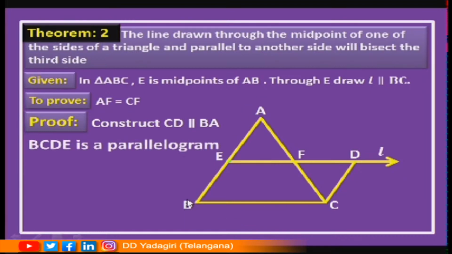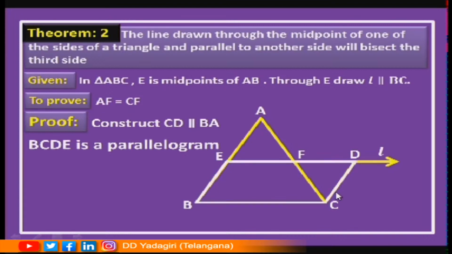Now, what can you write, children, about this BCDE? Yes, it is a parallelogram, because already we have this line L, which means ED is parallel to BC and BE parallel to CD. So both pairs of opposite sides are parallel. So, it is a parallelogram.